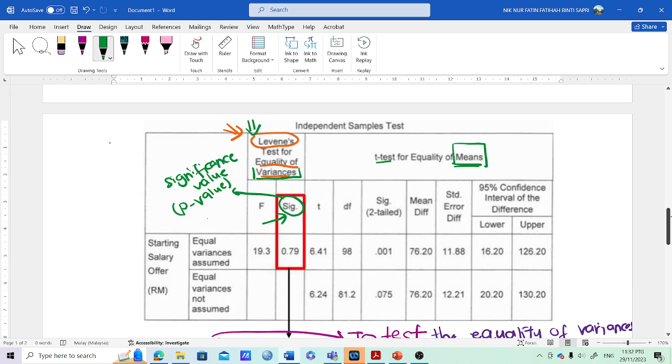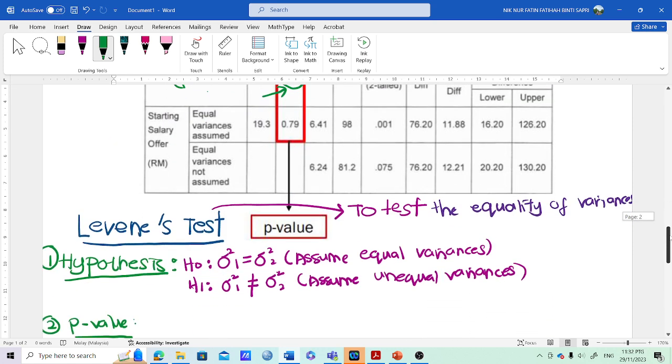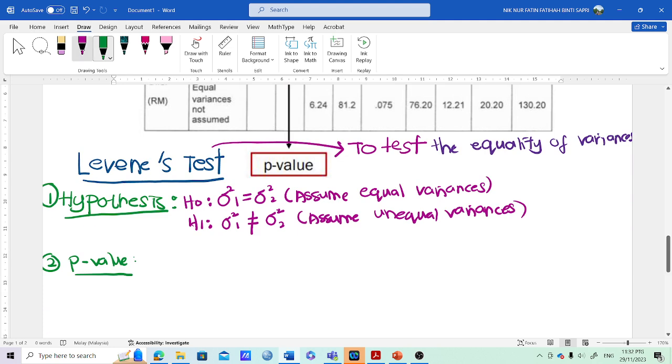So the p-value shown here is 0.79. So you just need to state 0.79. Done. Then we move to the third step, which is the decision.